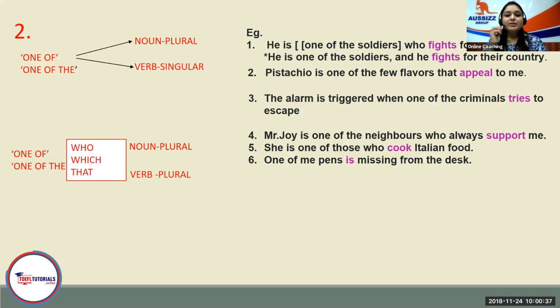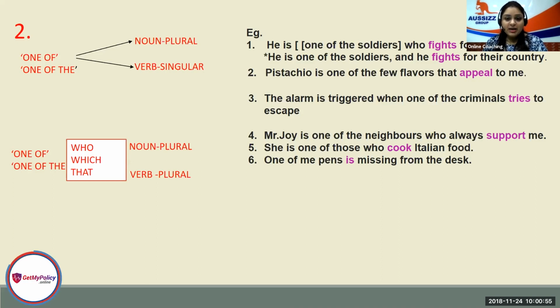But if I want to use it like, Mr. Joy is a person who always supports me. Here I'm not adding one of. Mr. Joy is a person who always supports me. That is correct. But if I'm using one of, I have to use plural. Mr. Joy is one of the neighbors who always support me.